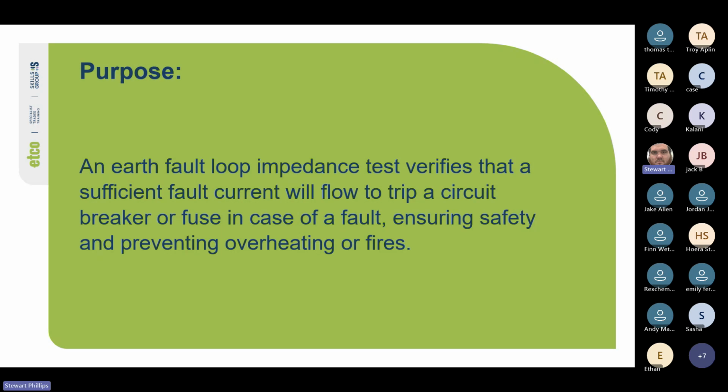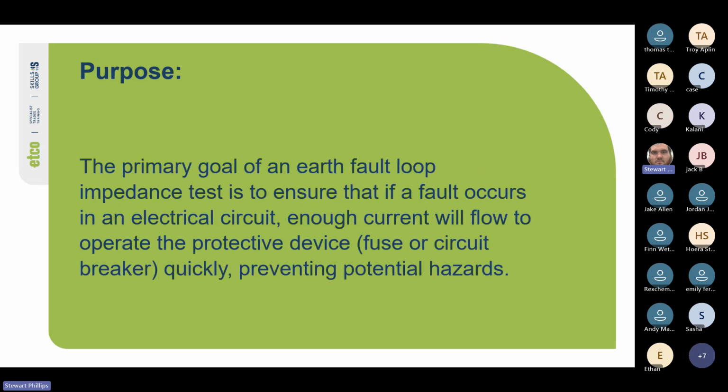We need to verify that this fault current is going to be high enough and that we haven't overloaded our breakers with the prospective short circuit current. So the primary goal of an earth fault loop impedance test is to ensure that if a fault occurs in an electrical circuit, enough current will flow to operate the protective device quickly, preventing potential hazards.